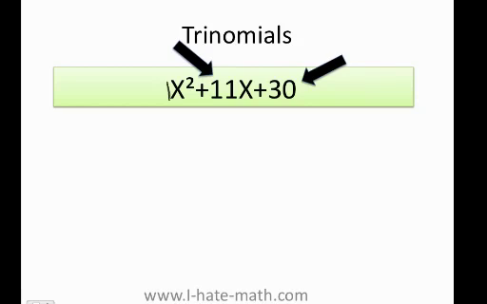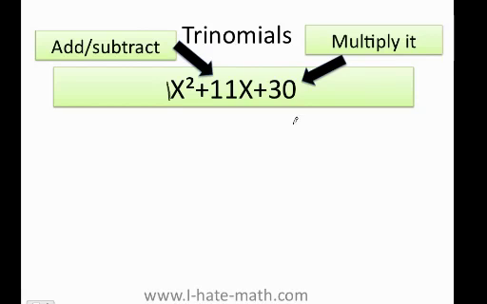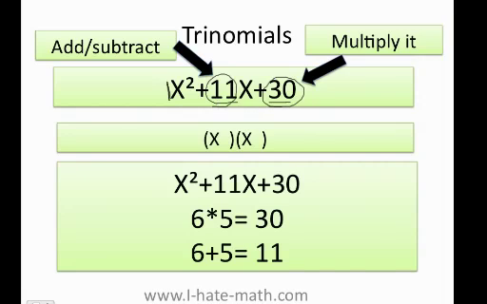So let's do it. Anytime you have a trinomial, you're going to have two numbers, the one in the middle and this baby here. The one that does not have the x is basically the constant. So look how easy this is going to be. When I have a trinomial, I need to find two numbers that when I multiply them give me 30, and when I add or subtract them give me 11. Which numbers are that? Let's see.